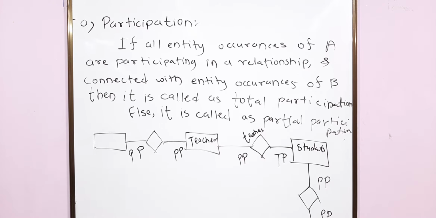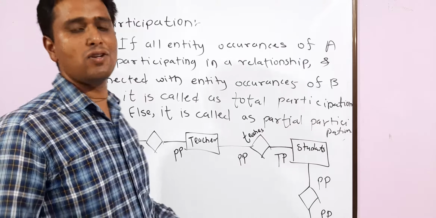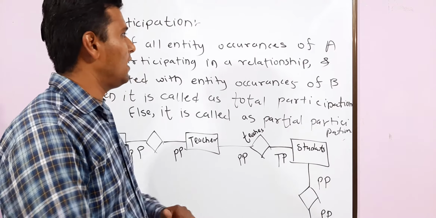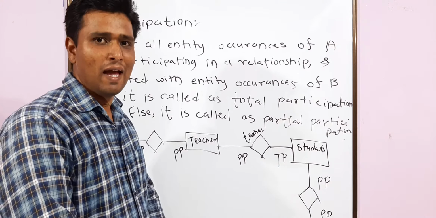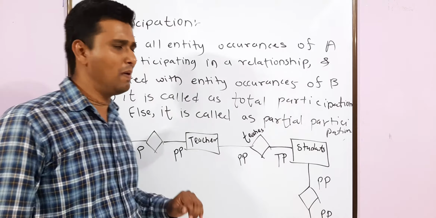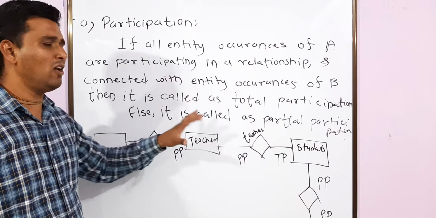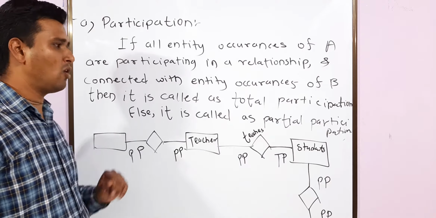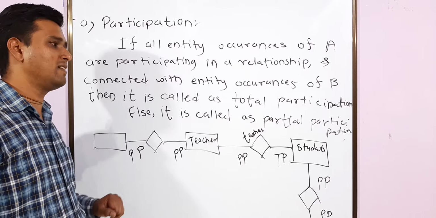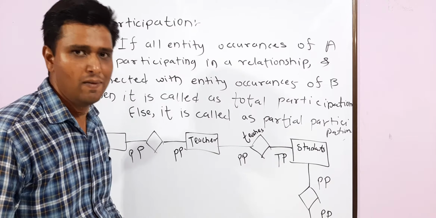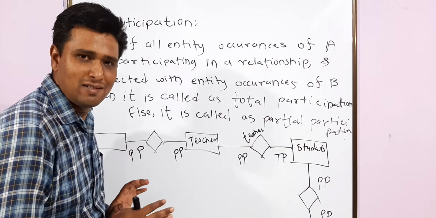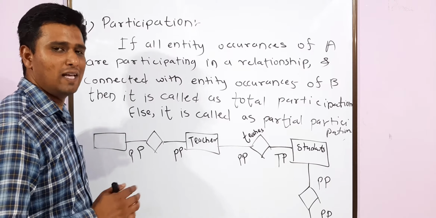Now we will understand this participation. So read the definition of participation. If all entity occurrences of A are participating in a relationship and are connected with entity occurrences of B, then it is called total participation. Otherwise it is called partial participation. This is a very important concept to understand, so we will understand it with the help of an example.